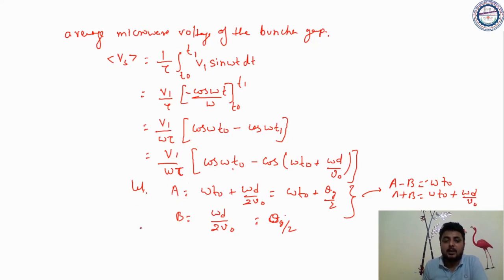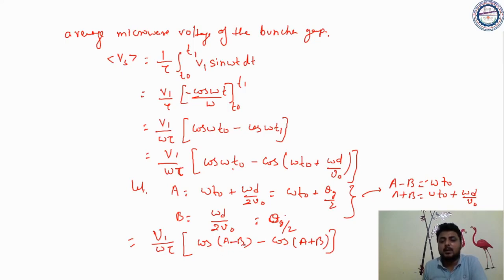So just apply here and you will get this V1 divided by omega tau. Just take tau here, and this can be written as cos of A minus B minus cos of A plus B. And we know this trigonometric identity, which is nothing but 2 sin A sin B. Okay, so we will write here in the next slide.